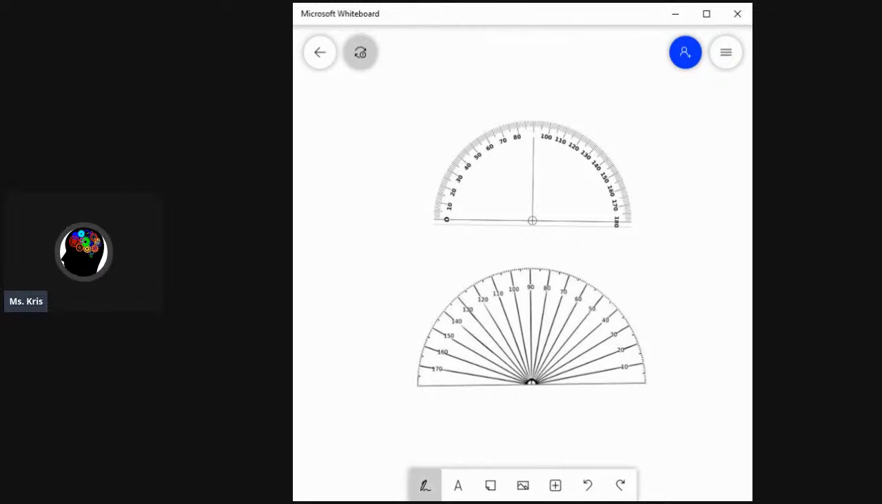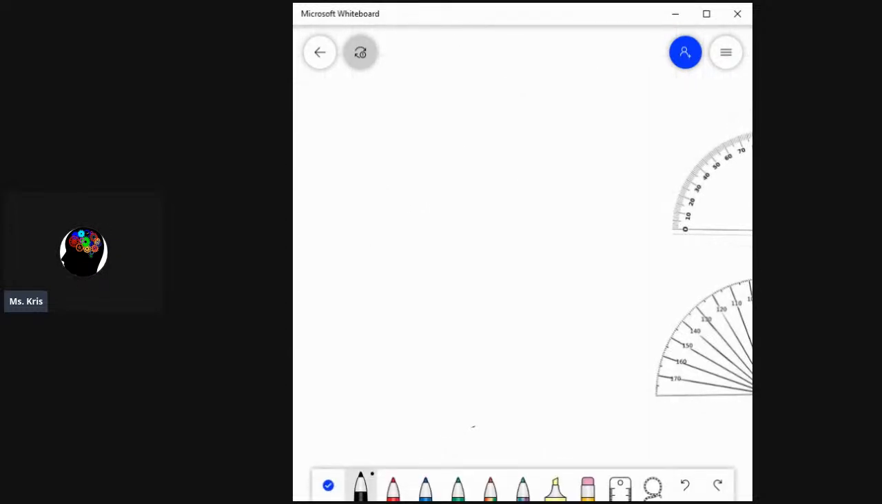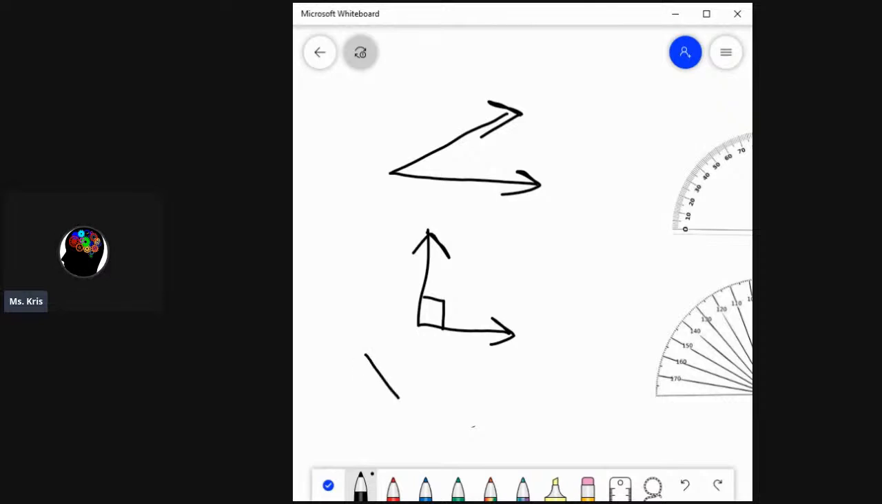Now, typically you'll see three types of angles. You will see acute angles, right angles, and obtuse angles. Now, acute angles, right angles, obtuse angles. What are they and what do they mean?